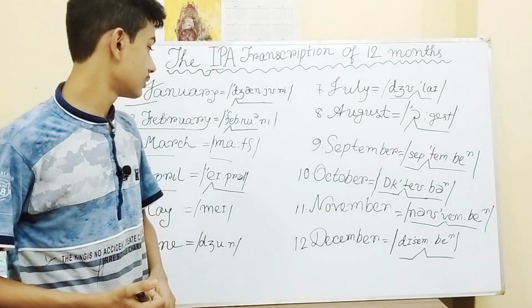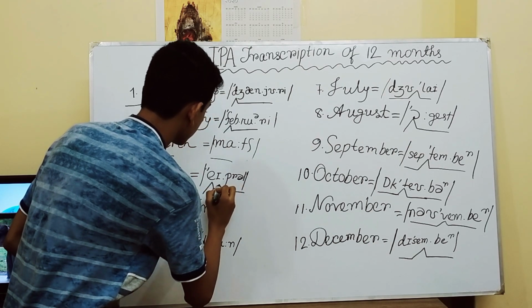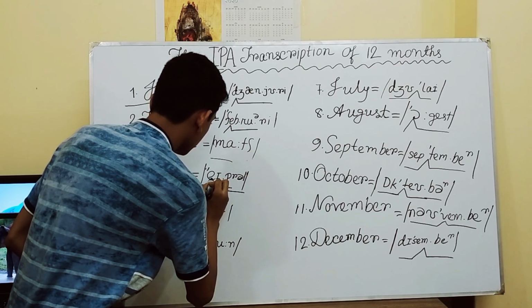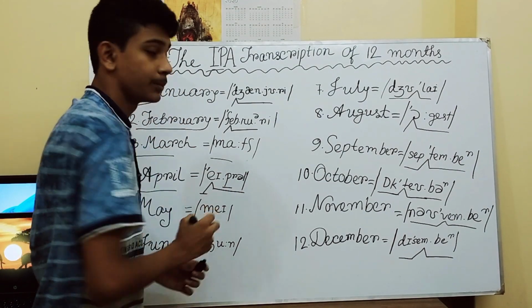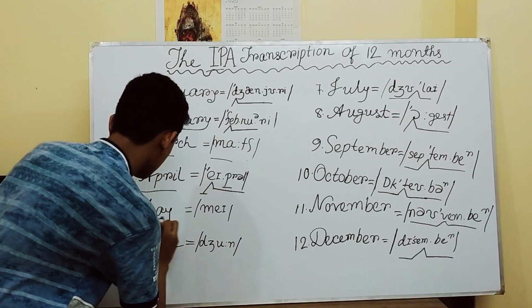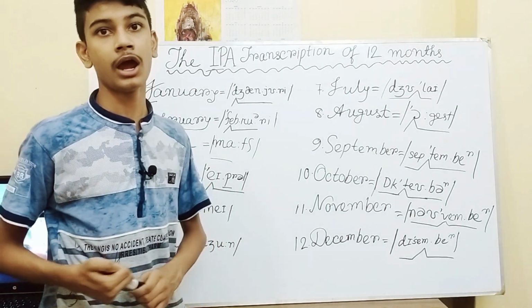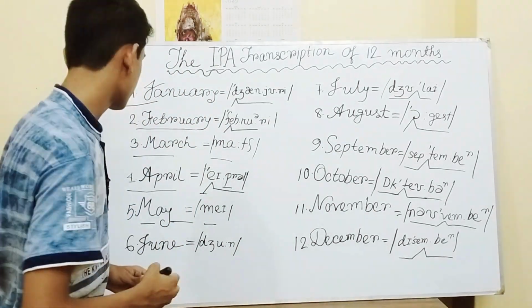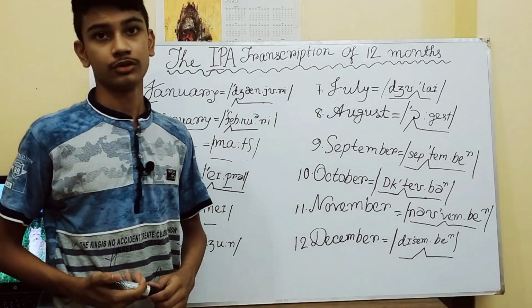April. Here, April is the transcription, and here the first syllable is stressed. April. Friends, after April, May comes. May. Friends, after May, here we can see June.